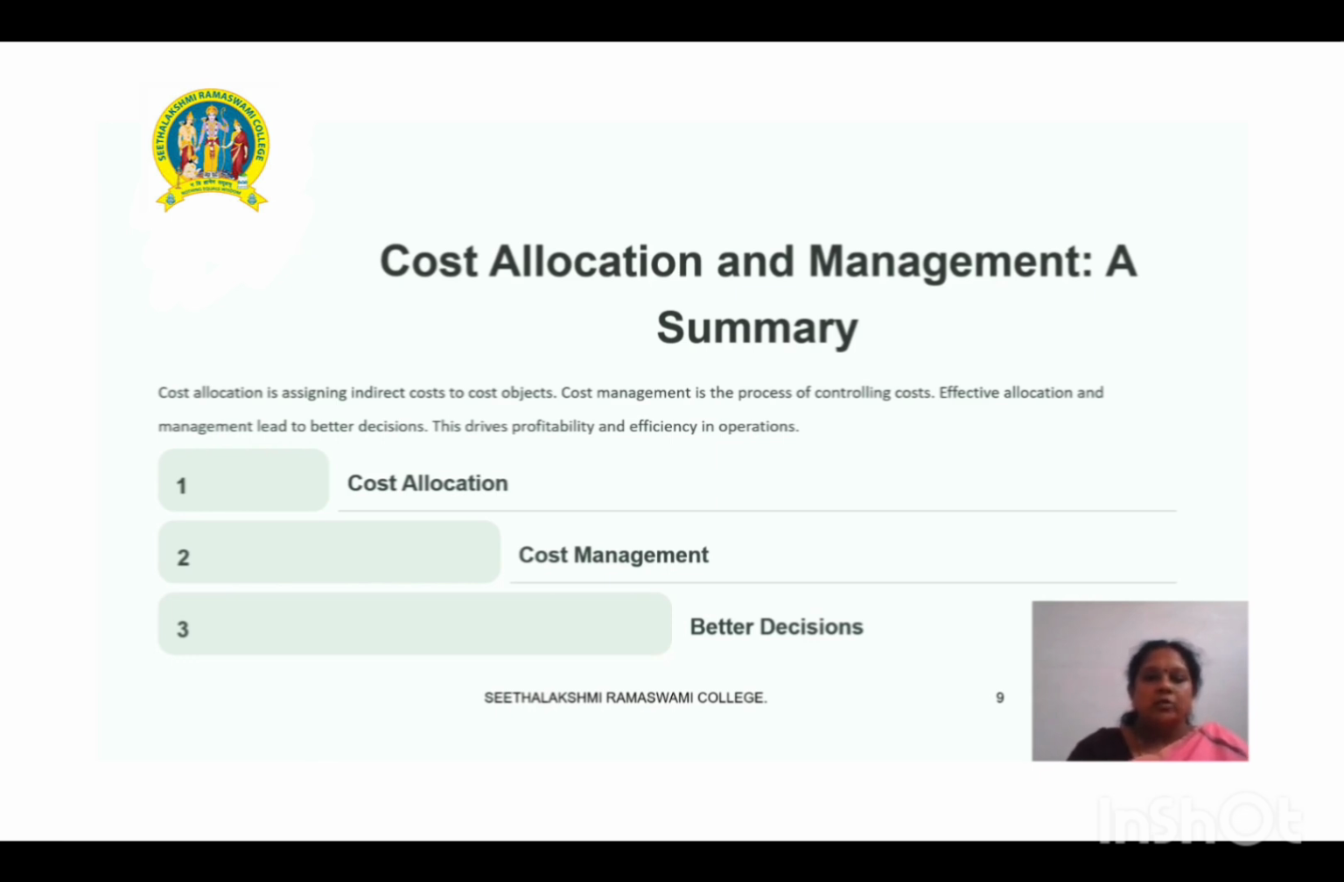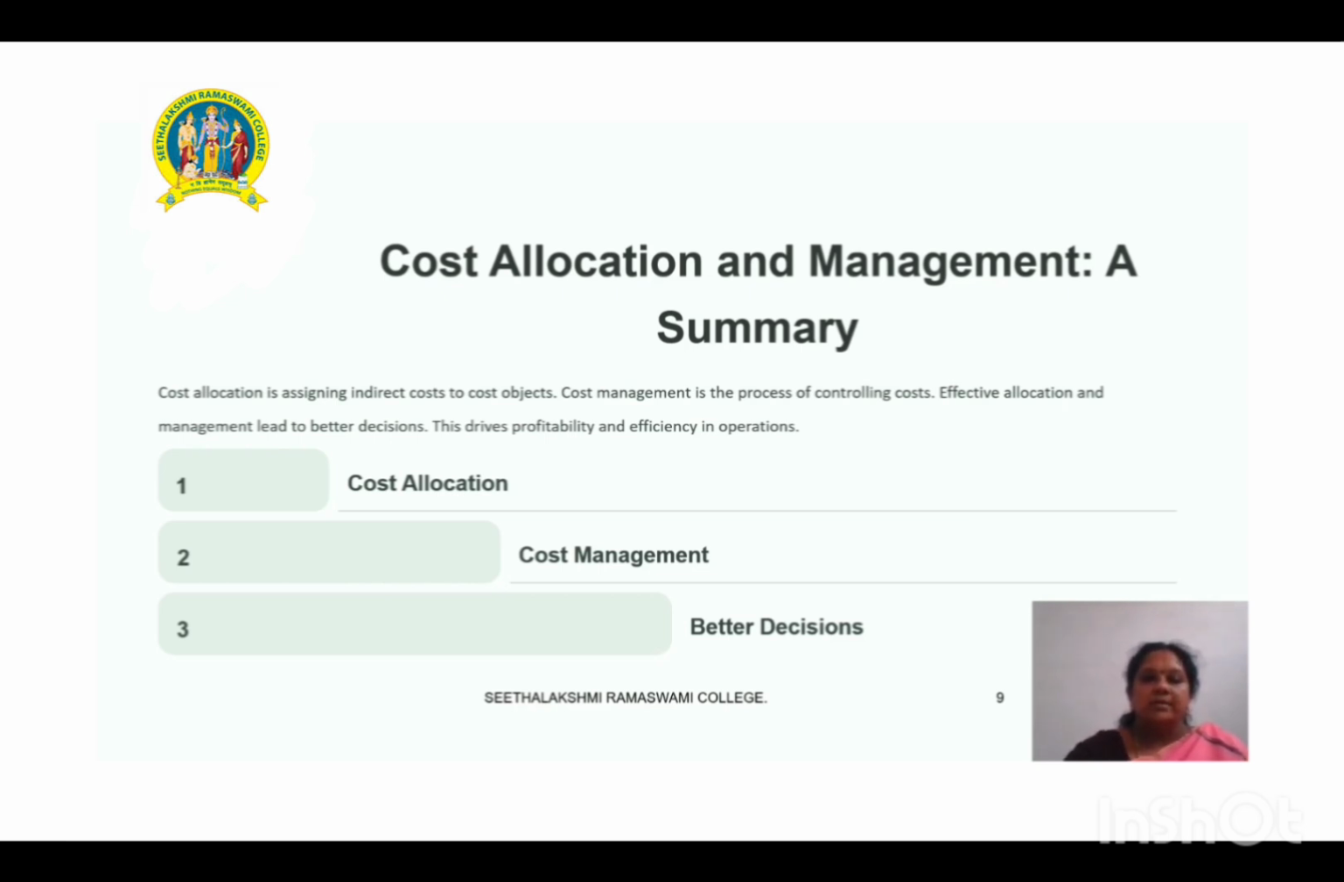Cost allocation and management, an overall summary. Assigning indirect costs to specific cost objects. Cost allocation is the process of assigning costs to cost objects such as people, projects, or departments. It helps businesses understand which parts of the business are responsible for specific costs. Purpose: to spread costs fairly across departments, to calculate profitability, to derive transfer prices, to measure financial performance, and to improve decision making. How it works: identify the cost object, identify the associated cost, and record the cost in ways that are useful for the business.